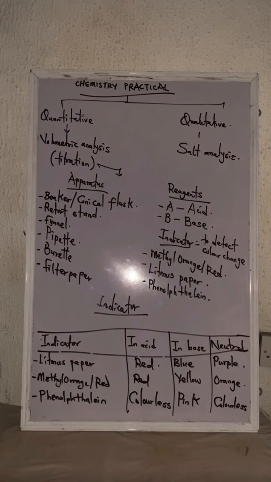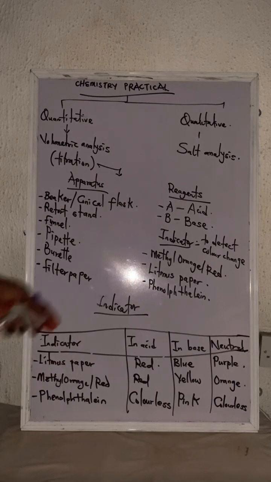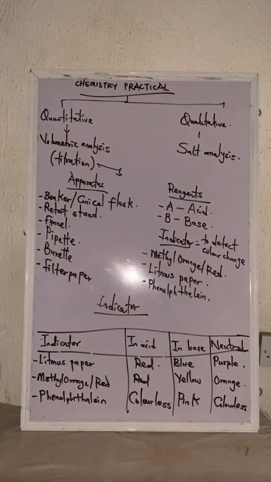You also need to always observe that in the acid-base reaction, if you put litmus paper in an acid, you have red. If you put it in the base, you have blue. If you put it in a neutral point, you have purple. If you put methyl orange in acid, you have red, in base you have blue, and at the neutral point, you have orange. Also, phenolphthalein: you put it in an acid, you have colorless, put it in a base, you have pink, put it in a neutral solution, you have colorless.